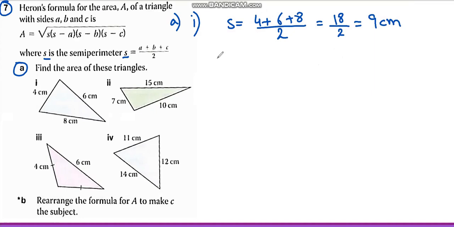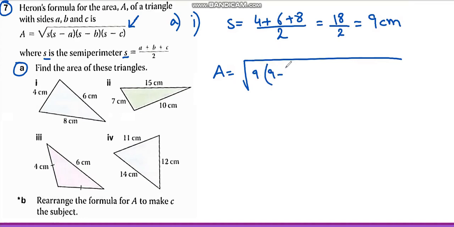And now we can just substitute the values of A, B, and C in the formula and S as well to get the area. So area will become root, here S is 9, and 9 minus A, so A can be taken as 4. Then again S is 9 and B is 6, and again S is 9 and C is 8. So if I further simplify using a calculator, I get my answer approximately equal to 11.61.